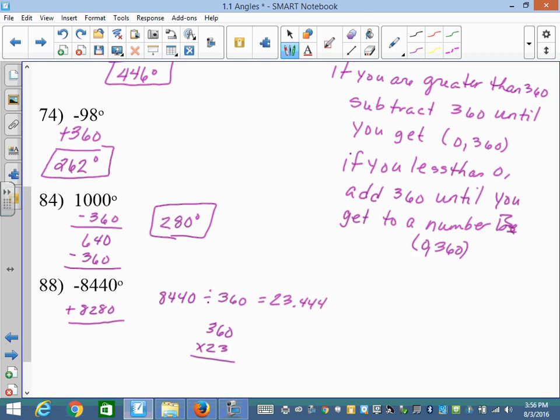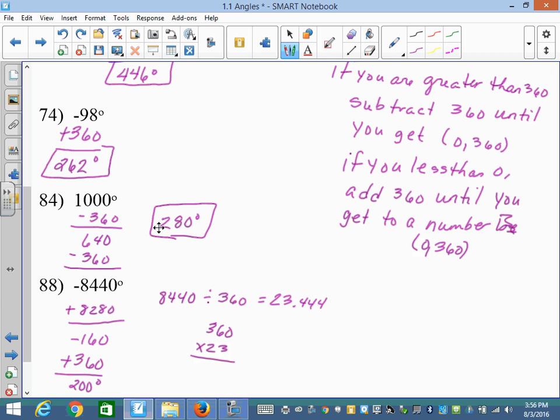But when I add it to the negative 844, I get negative 160. But at least it's still a doable number. I'm still less than 0. I just know I have to add another 360. So plus 360 gives me 200 degrees.